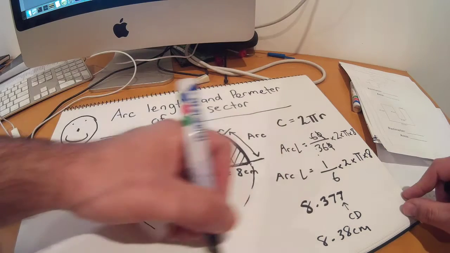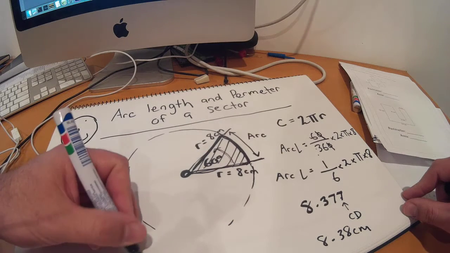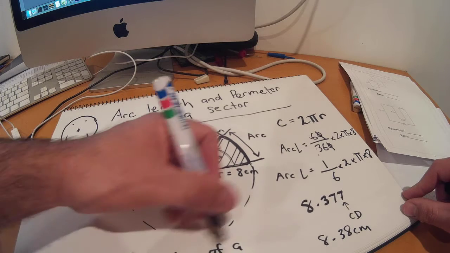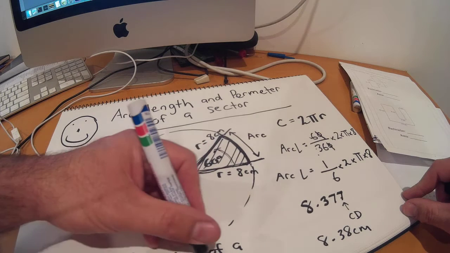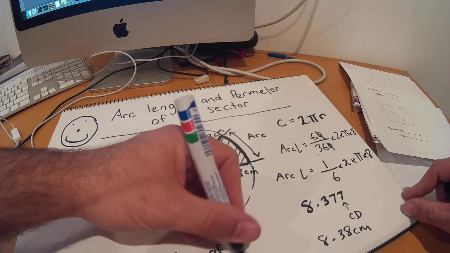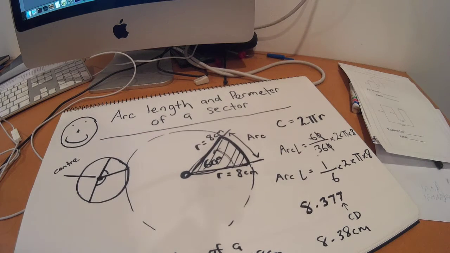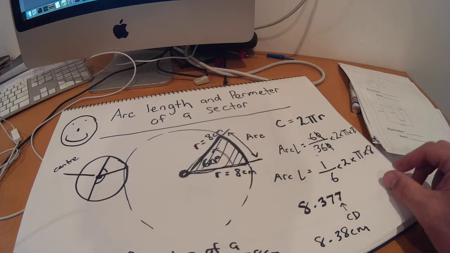So you'd add another 16 onto it, and adding another 16 onto it would give us 24.38. So perimeter of a sector is equal to 24.38 centimeters. So now you know how to find arc length and also the perimeter of a sector.